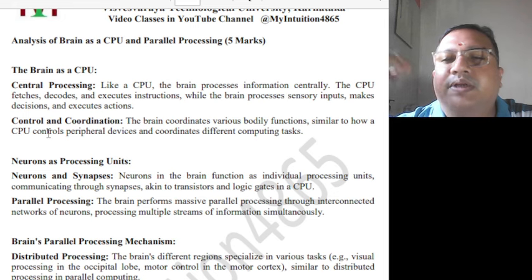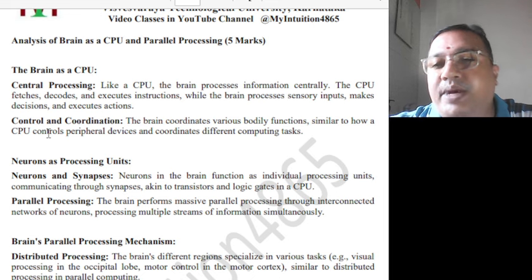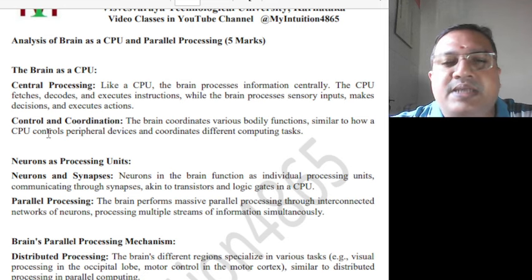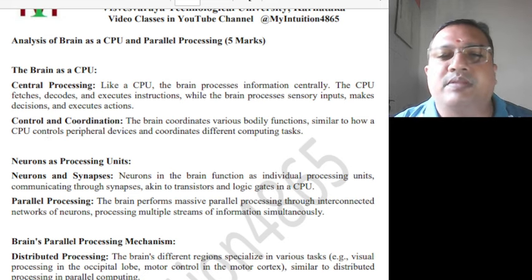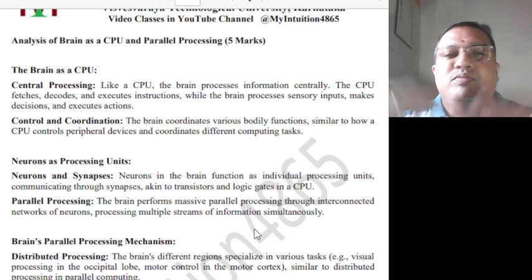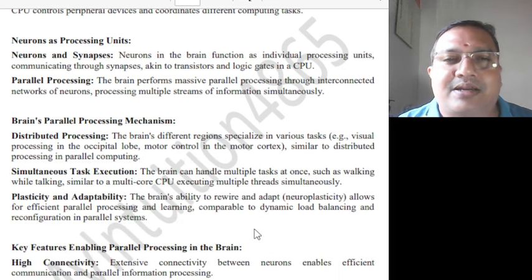The neurons in the brain function as the individual processing units, communicating through synapses, similar to transistors and logic gates in a CPU. So what a comparison. The brain performs massive parallel processing through interconnected networks of neurons, processing multiple streams of information simultaneously. So again, it is being compared with that of CPU and parallel processing. There is not too much biology, and not too much computing also. A simple comparison is given that everyone can understand.